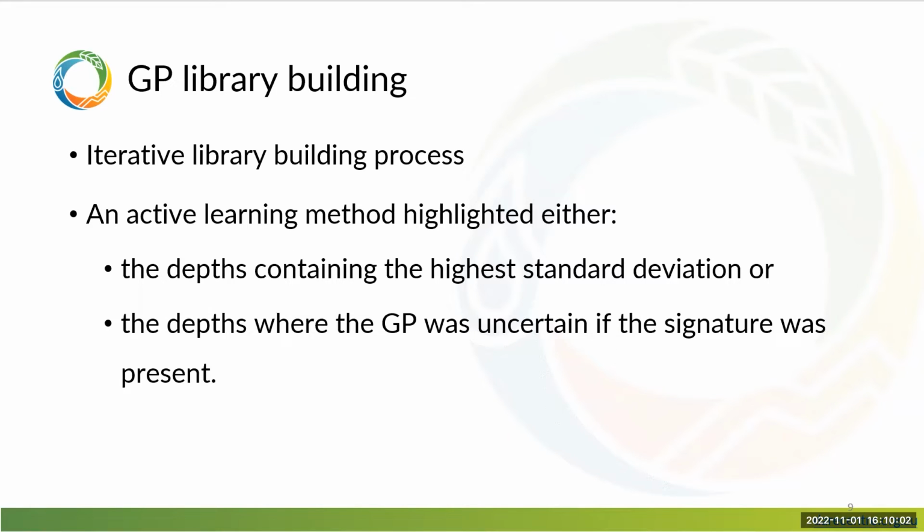The training libraries for this GP method were developed using an iterative process. The user would start by choosing a library of 6 to 8 signatures. The GP was then trained on these signatures and used to highlight signatures that were not adequately represented in the library. The user could then look at these signatures and choose those that should be included in the library. The GP was then retrained, and this was repeated until the improvements from the additional library examples decreased below a set threshold.